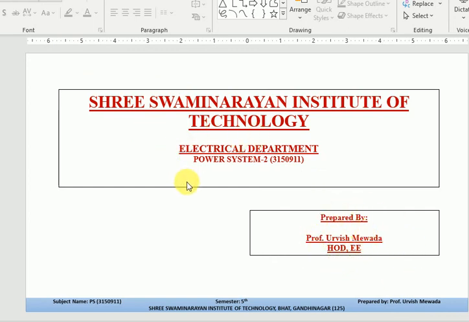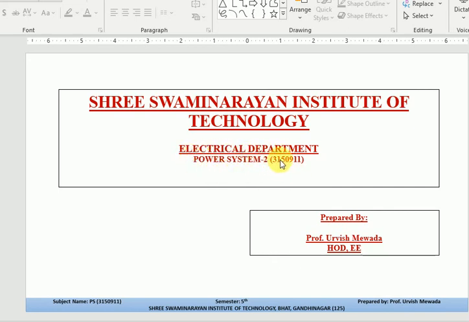I am the subject matter expert of the Power System 2 subject, which is in the 5th semester Electrical Engineering, GTU. The subject code of this subject is 3150911. Students, currently we are discussing the practicals of this Power System 2 subject, and we have completed all the theory section of Power System 2. For this we are performing the MATLAB simulation for different parameters of the transmission line.